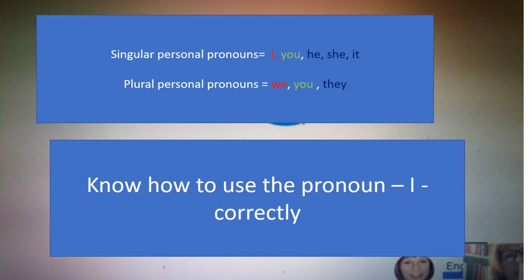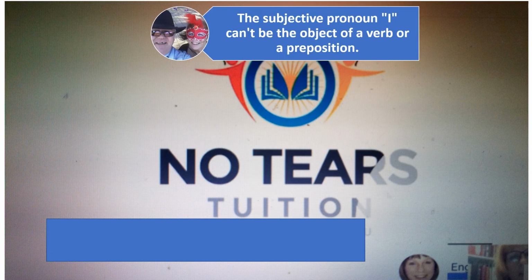I've coloured those pronouns for you so that you can say first person pronoun is in red, second person pronoun is green, and third person pronoun is black. Did you see I had to stop there for a moment to think about whether that was a green or yellow colour? So do you know how to use the pronoun I correctly? That's the focus of this video.